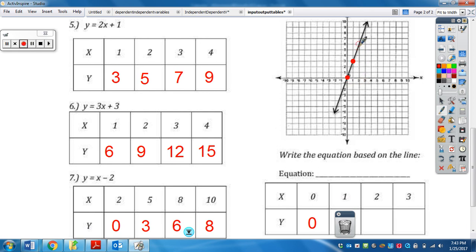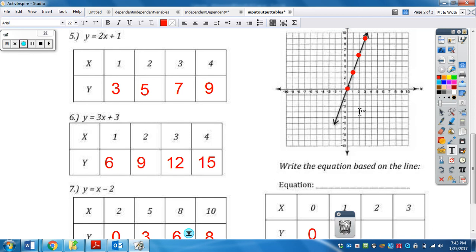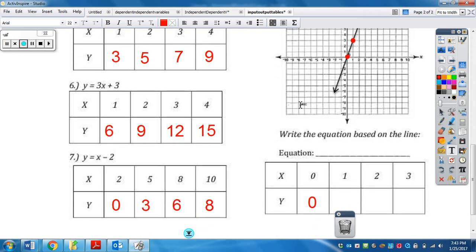Okay. Then again, going back to my graph up here, the next place that I see it crosses over is at 2, 6. And then I think the last place I can tell it crosses over is at 3, 9. So we want to record those in our chart at the bottom where these dots cross over, or where we placed our points on this line to help us determine what the equation is.